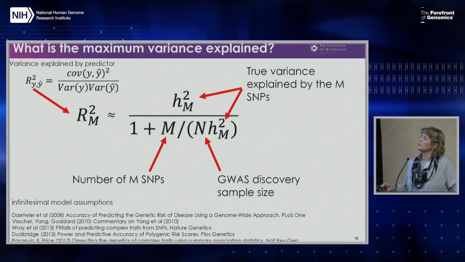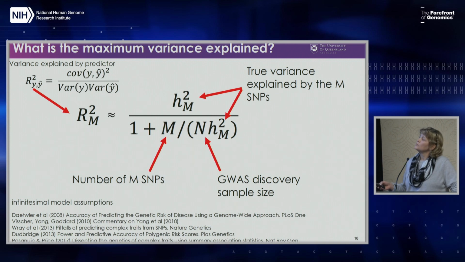And it makes sense because we've got a numerator and a denominator. If this denominator goes to 0, then the variance explained in out-of-sample prediction is the same as the variance explained by all the SNPs together. So this is the SNP-based heritability. And if this number is big, then this out-of-sample variance gets small.